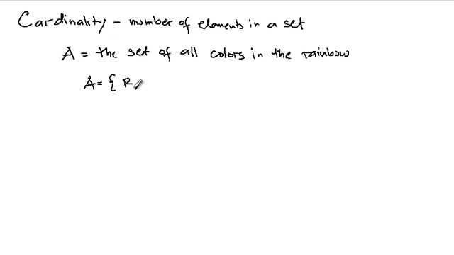Red. Orange. Yellow. Green. Blue. Indigo. And you also have violet. Okay? So, mao ni ang mga elements niya, no? R-O-Y-G-B-I-V. Dapat isulat mo siya as small letter.